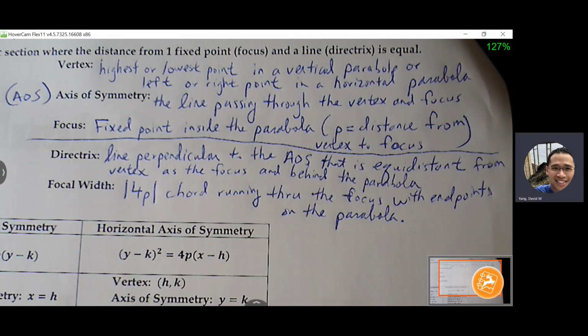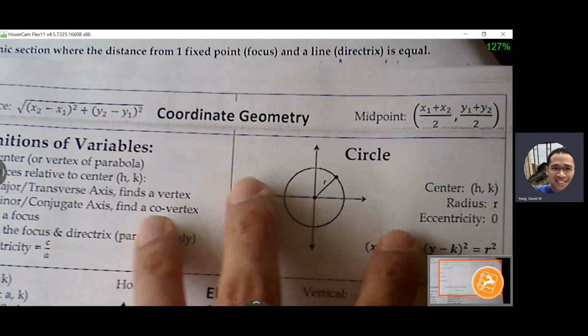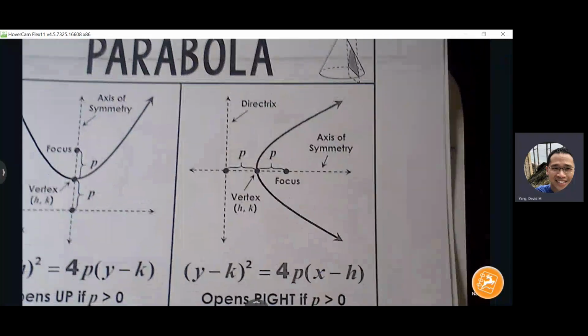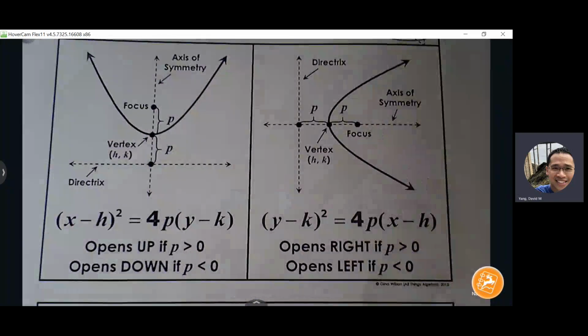Okay, let me point some of these things out. On your calendar, it feels like a duplicate, but I just want to give you different variations of summary sheets. So I have one that's on the back page of your calendar, but I also printed out another one that's a little bigger. So let me point out these features on this parabola sheet here.